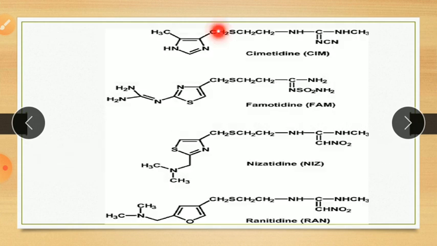So these are the drugs where the imidazole is replaced. It is the cimetidine structure, but here there is a thiazole, here also there is a thiazole, then here there is a furan, that is ranitidine, nizatidine, famotidine. So these are the new H2 blockers. So it is about the H2 receptor antagonist. Here in case of H2 antagonists, we were seeing the mechanism of action and their SAR.